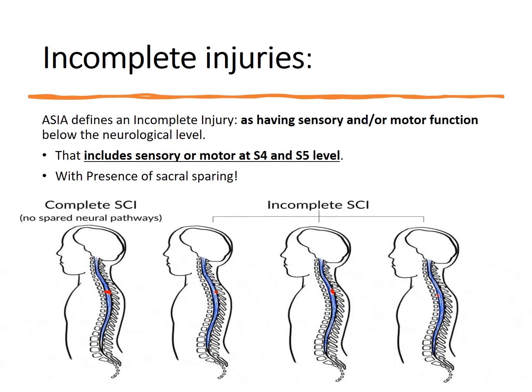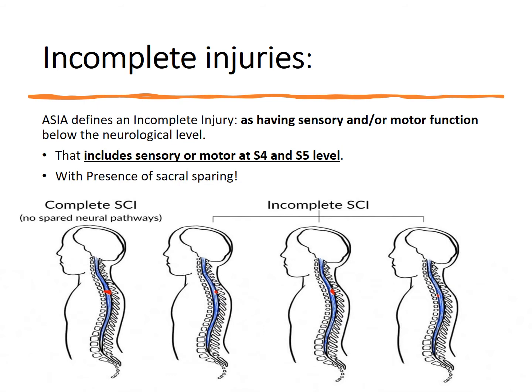Incomplete injuries: the ASIA defines an incomplete injury as having sensory and or motor function below the neurological level. This includes sensory or motor at the S4 and S5 level. Because there may be sensory or motor at S4 and S5, there is going to be sacral sparing. Therefore, that patient will have the ability to either feel deep anal pressure or voluntarily contract their anal sphincter.